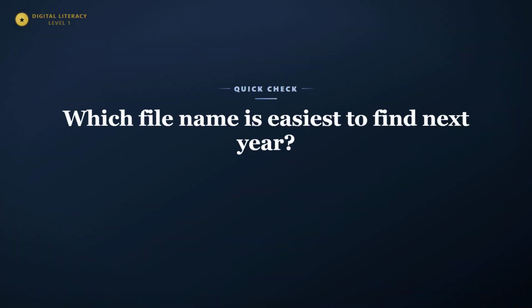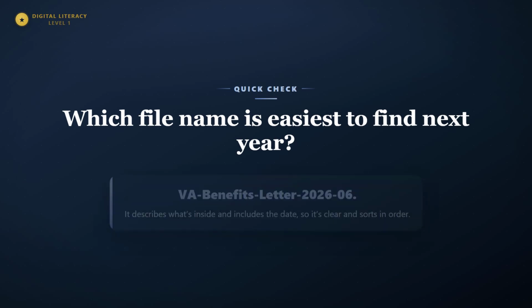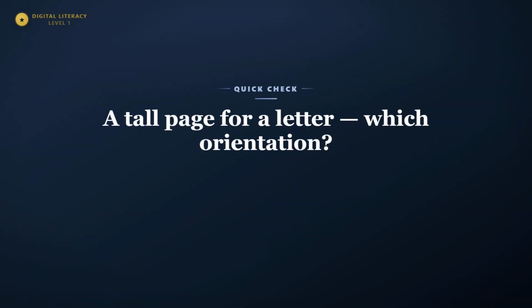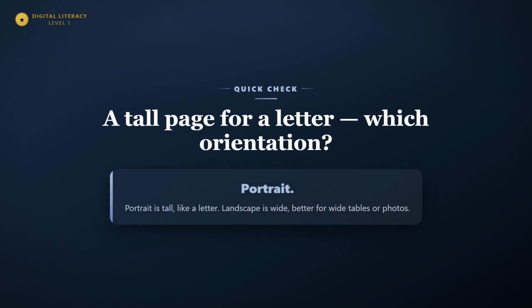Next, which file name will be easiest to find next year? Document 1 or VA Benefits Letter 2026-06? VA Benefits Letter 2026-06. It describes what's inside and includes the date, so it's clear and sorts in order. Last one, you want a tall page for a letter. Which orientation do you choose? Landscape or portrait? Portrait. Portrait is tall, like a letter. Landscape is wide, like a calendar, and is better for wide tables or photos.